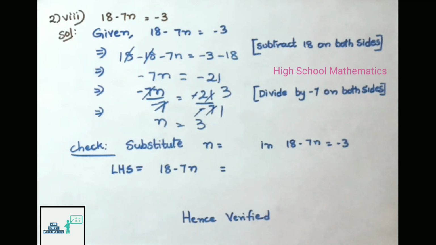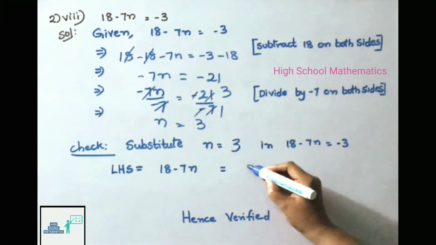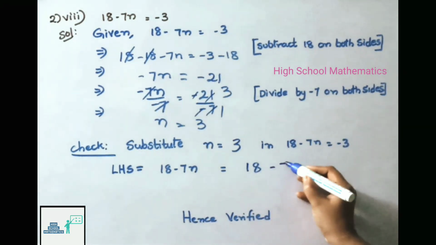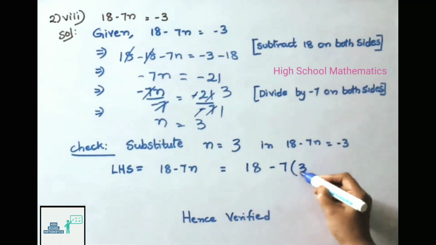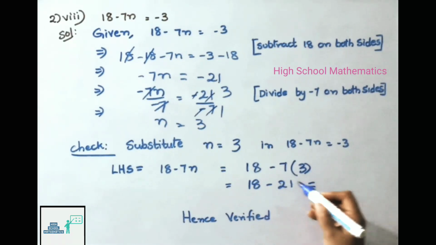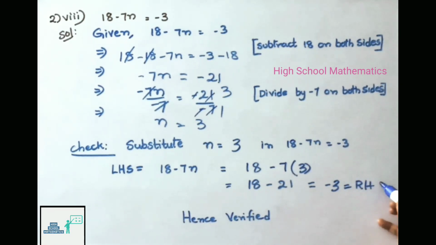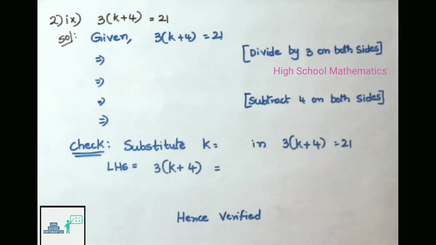Now let us check our result. Substitute n equals 3 in the given equation 18 minus 7n equals minus 3. Now we are going to take LHS part, that is 18 minus 7n, that equals 18 minus 7 into n value 3. That equals 18 minus 7 3s are 21. That equals 18 minus 21 is minus 3, which is equal to RHS part of the given equation. Therefore, LHS is equal to RHS, hence it is verified.